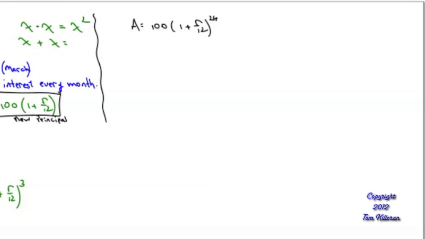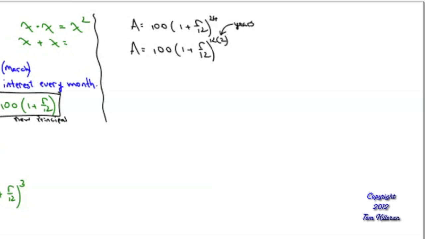24 months. We don't like talking about months. Interest rates are usually based on a year. So how many years are 24 months? 2 years. So the first thing I want to do is indicate that we're really talking about 2 years. So I'm going to write it this way, where the 2 is years.